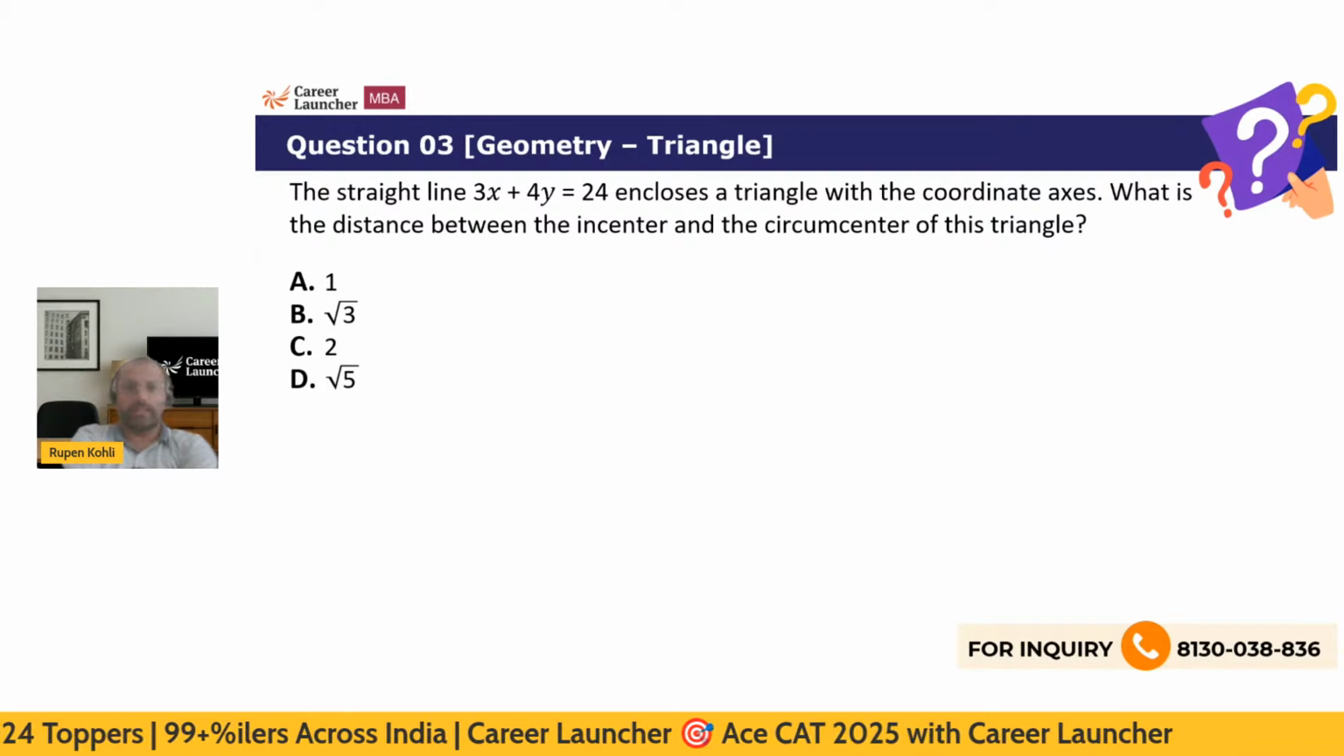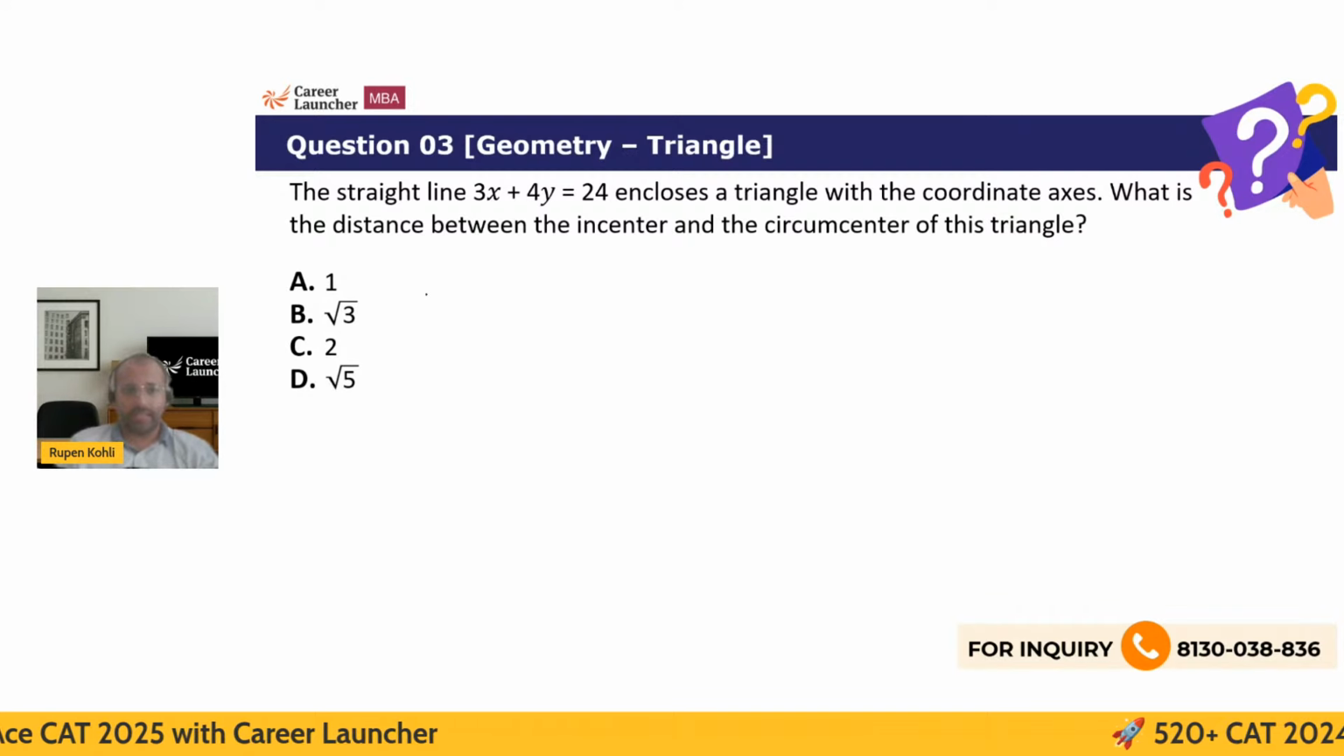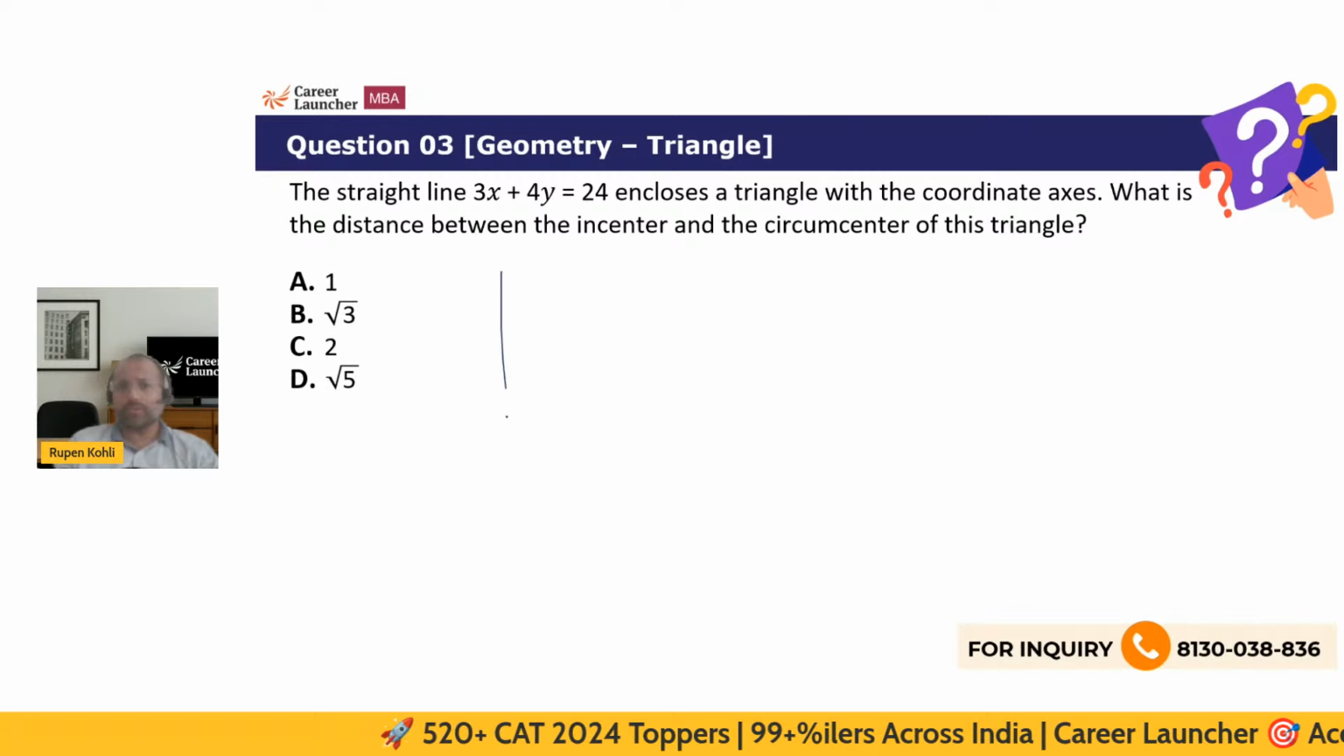All right. Okay, so let me start this straight away, and if you're getting this, let me know. So let's see who gets it first, right? Let's see. So obviously we can plot this straight line. It's a right line on the coordinate axis, 3x plus 4y equals 24.